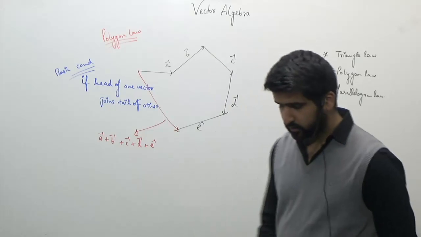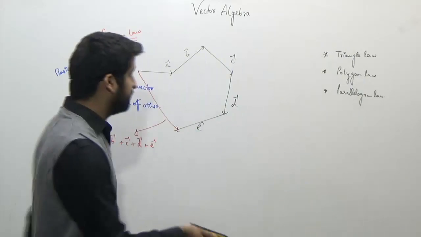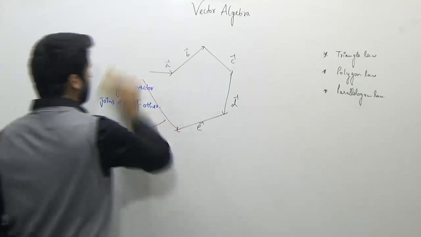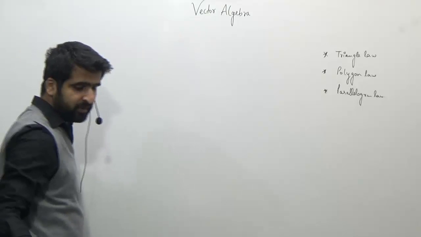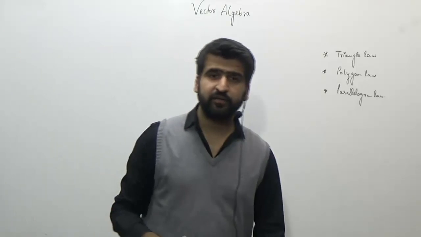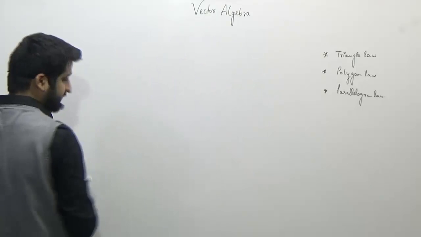So that is the polygon law. Next, let's discuss the parallelogram law. Now, it's not going to happen every time that the head of every vector is joining the tail of the other vector. It can also happen in this case.